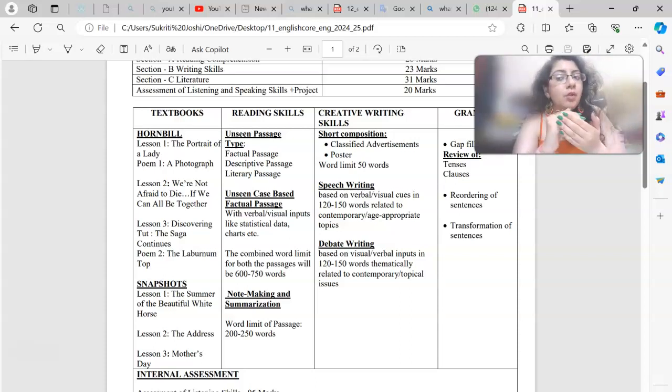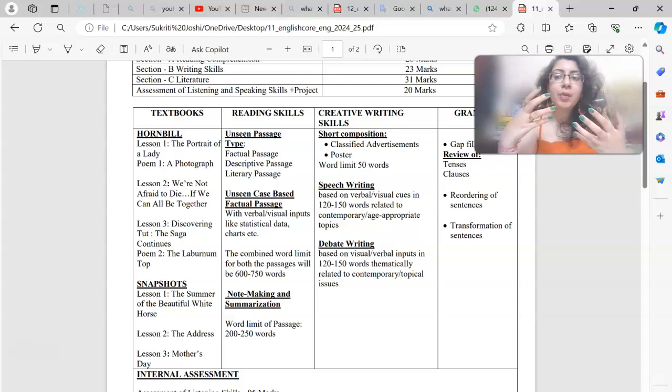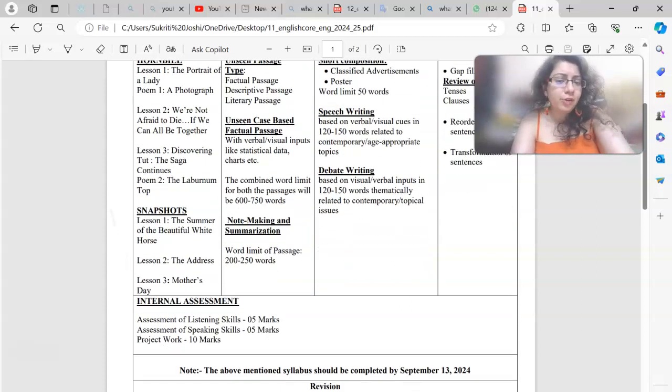Then we move on to grammar, which would comprise gap filling and review of tenses. You would again have a look at tenses and clauses. You have done this in your 6th, 7th, 8th, 9th standards. You have been doing tenses, clauses, reordering of sentences, rearrangement and transformation of sentences in your previous classes. So you just have to build upon that knowledge. It's just there in order to revise.